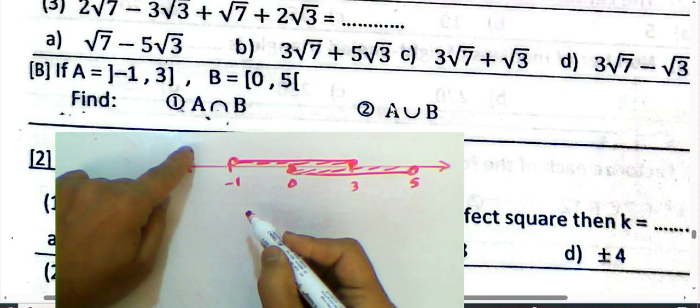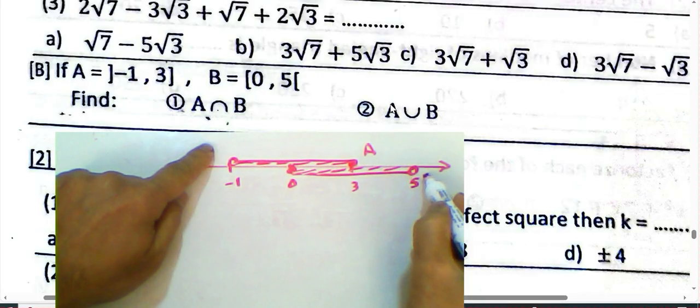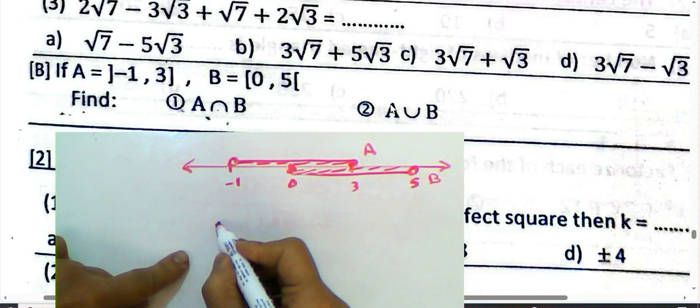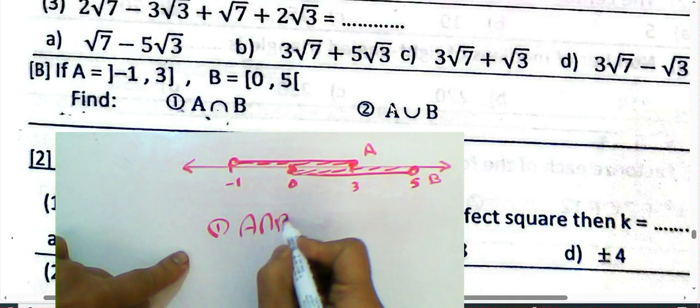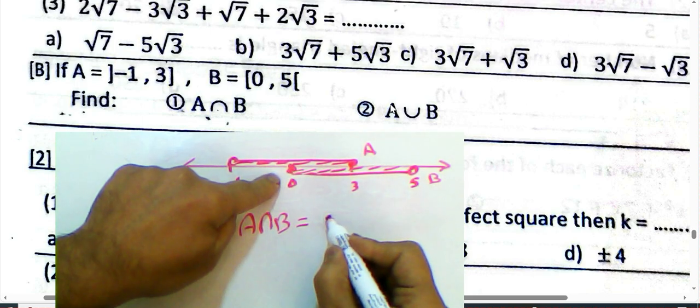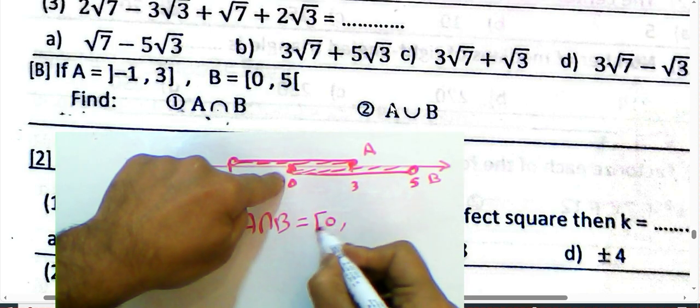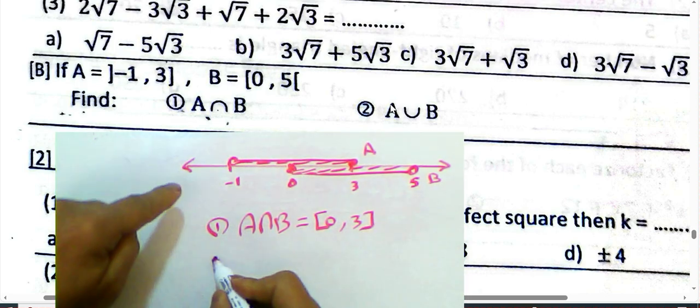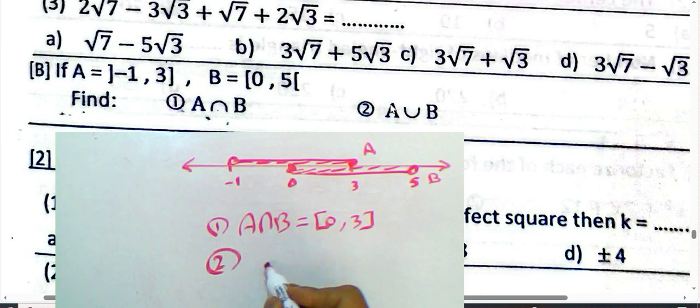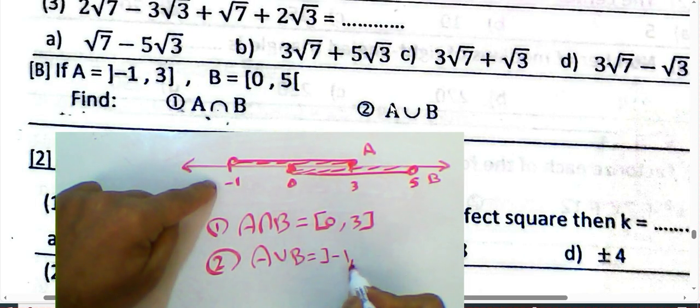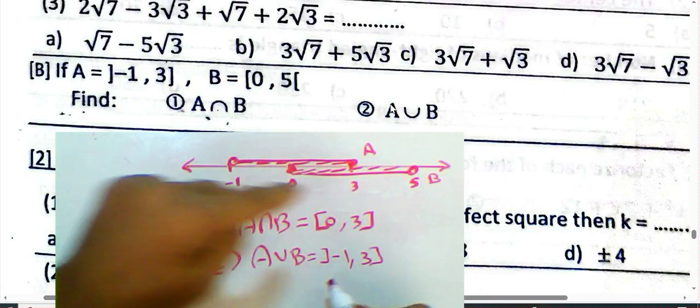The first one is A and the second is B. We can find number 1, A intersection B: the intersection is from 0 closed to 3 closed also. Number 2, A union B: from negative 1 open to 3 closed.